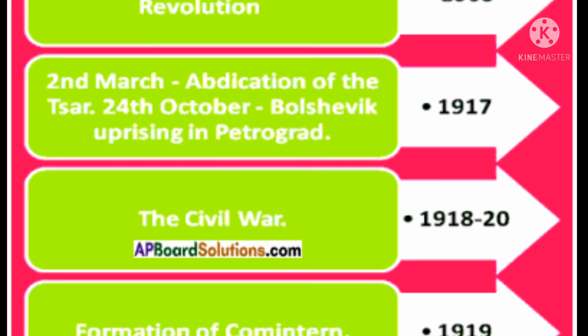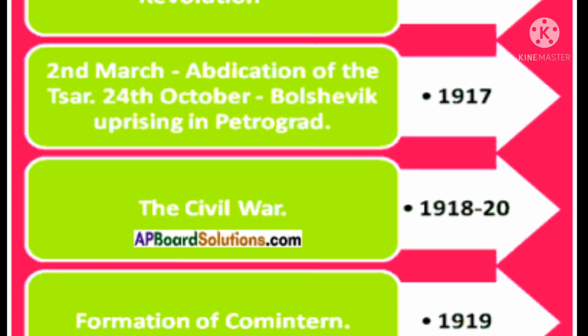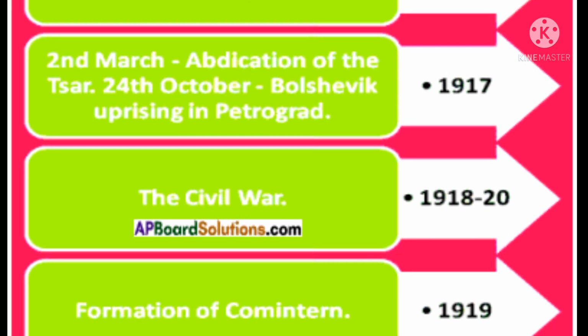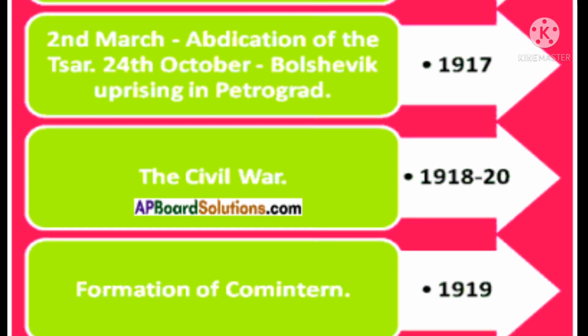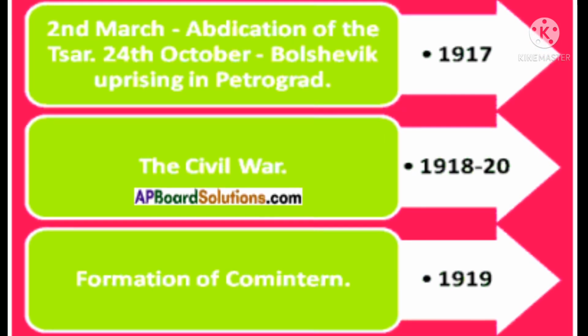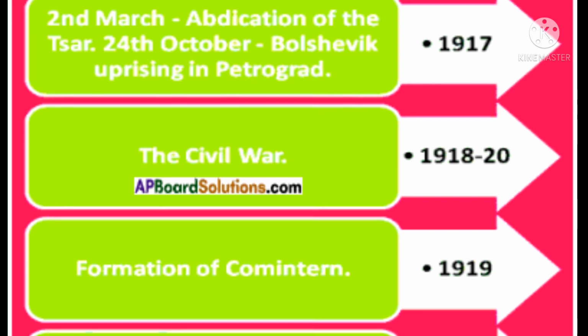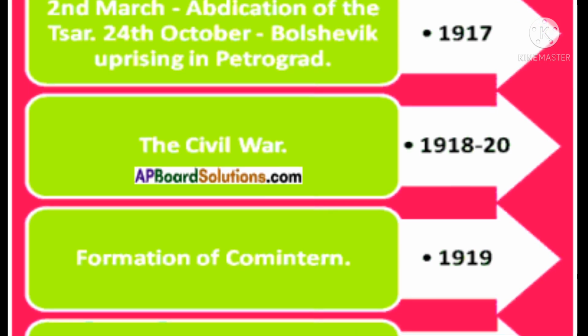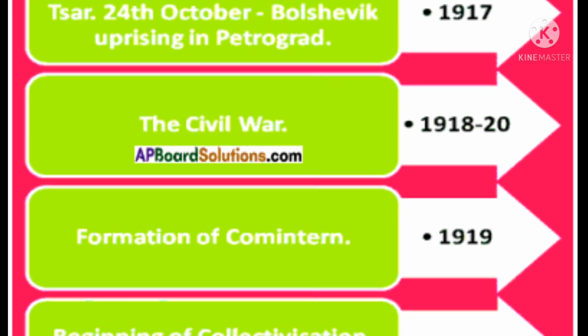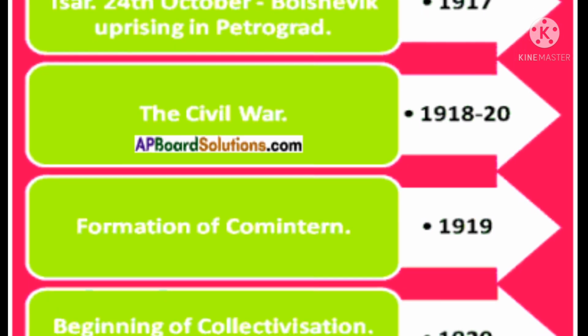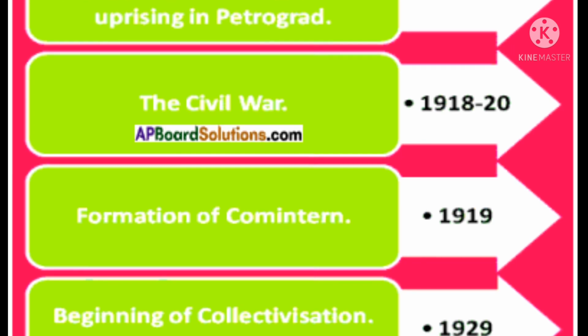The Civil War, that is a war between citizens of the same country, happened in 1918 to 1920. The formation of Comintern, an international organization, in 1919. The beginning of collectivization happened in 1929. Based on the timeline chart, which was the first country that established the Soviet socialist government in the world? USSR.